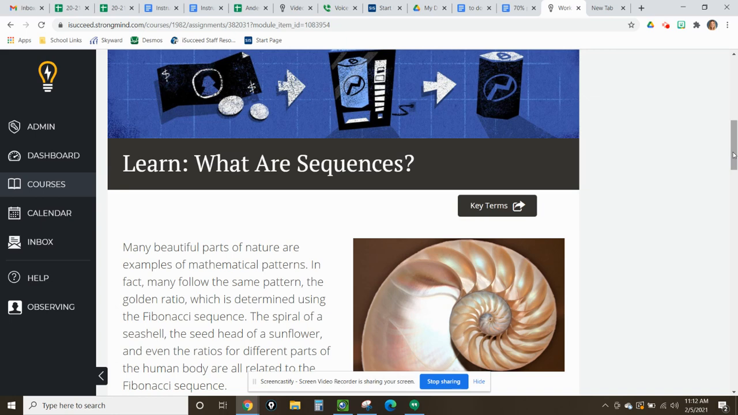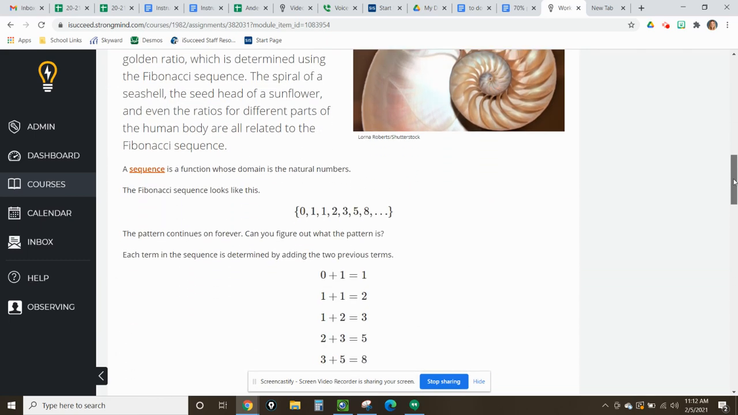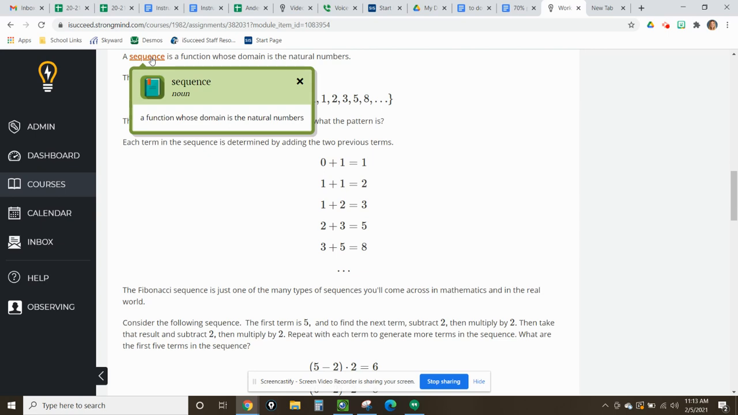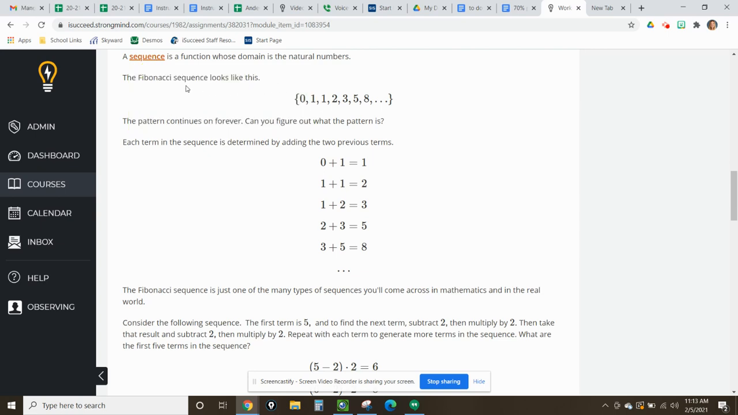This lesson is all about sequences, and sequences are basically a big string of numbers. So let's go down here. A sequence is a function whose domain is the natural numbers. You can always click on these words too, and it'll tell you what they are, like the vocabulary. The Fibonacci sequence looks like this. The Fibonacci sequence is a really famous sequence that's used a lot in math.